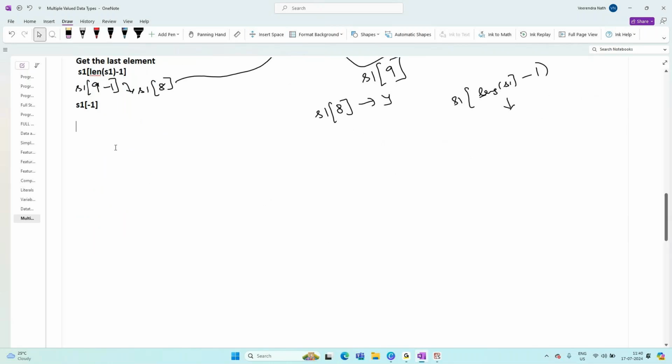Now this is the way that you can access a single value from the str. You can use a negative index, you can use a positive index, no problem. But I recommend you to use positive indexing most of the time because it will not be confusing you.